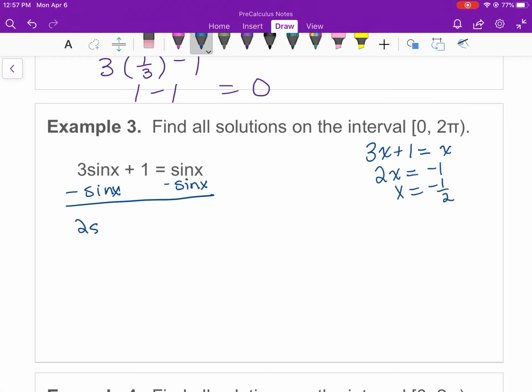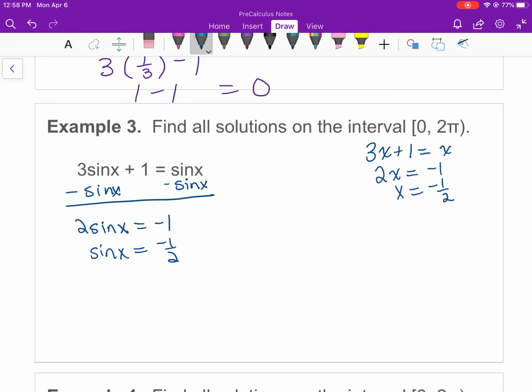That gives me 2 sine x. I'm going to take my 1 to the other side of the equation. I'm going to divide by 2. So tell me the x values, tell me the angles where the sine is negative 1/2. So again, you're going to be going to your unit circle. And we know that sine is negative in the 3rd and 4th quadrants. And so that's where I'm going to be finding my answers.